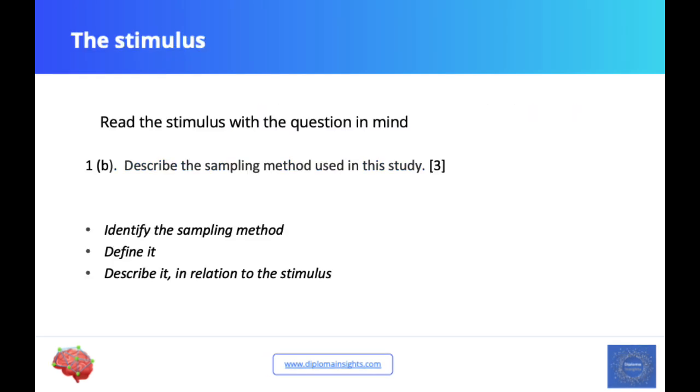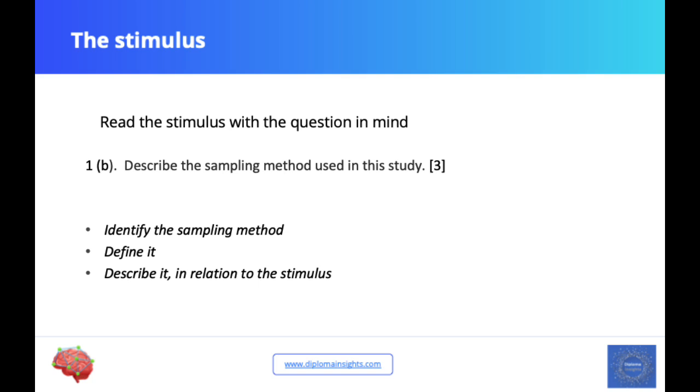After reading the stimulus, you need to identify the sampling method that was used. Now, it might actually be stated in the stimulus the name of the sampling method, so read the stimulus carefully to see if the sampling method is actually stated in the study. If it's not, use your knowledge about the different sampling methods to identify the sampling method that was used.